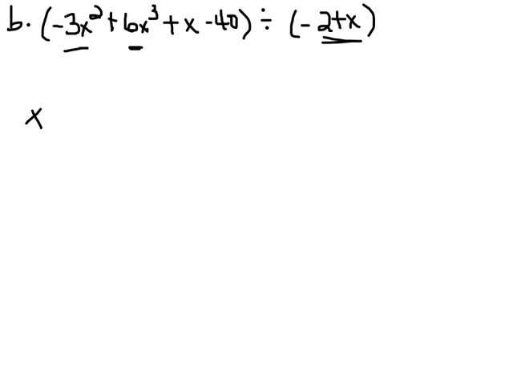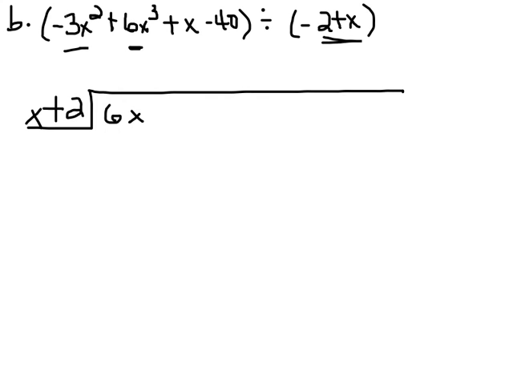It needs to be x plus 2 into 6x cubed minus 3x squared plus x minus 40. Now everything is in the right place and we can begin our division. X into 6x cubed is 6x squared.